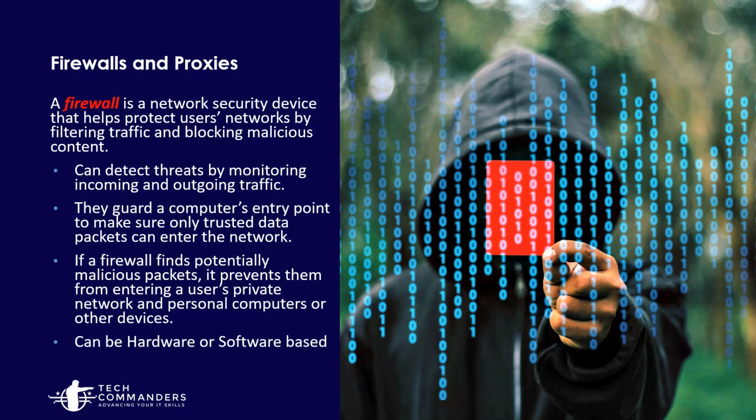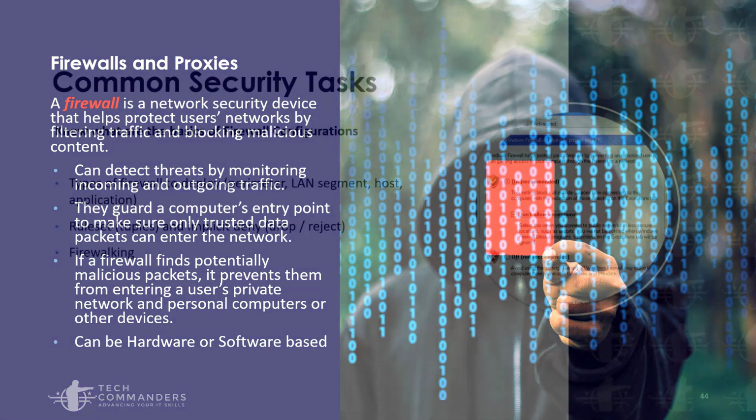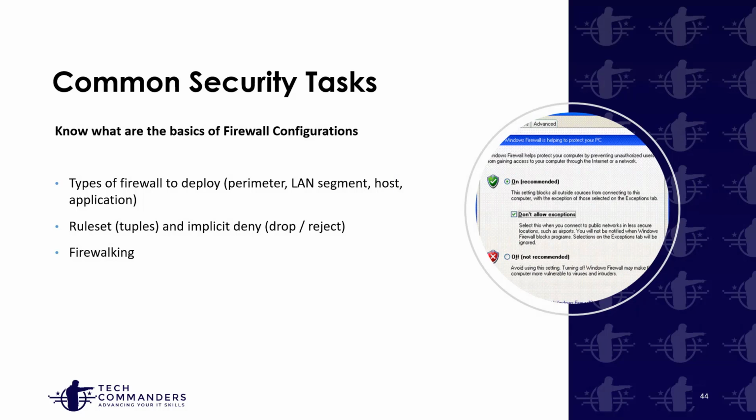Now, firewalls typically have rule sets that you can effectively put into place to mitigate traffic going in and out of your network. Generally, there's also implied rules as well that you want to be aware of. Now, these can be hardware or software based as well. And when it comes to firewall configurations, be aware that we could deploy these not just at the edge network, but also, for example, on a LAN segment, on a host, or it could be application as well.